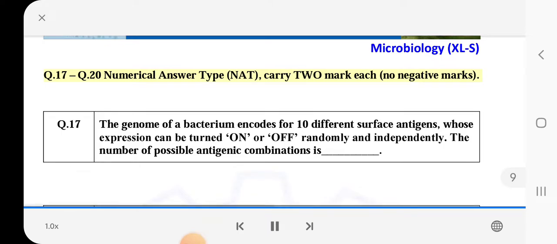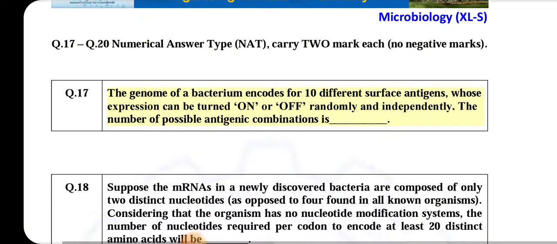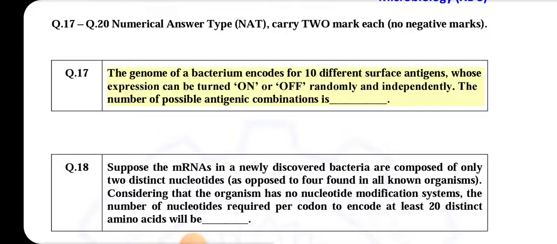Q.17 to Q.20, Numerical answer type, NAT, carry 2 marks each, no negative marks. Q.17 The genome of a bacterium encodes for 10 different surface antigens, whose expression can be turned on or off randomly and independently. The number of possible antigenic combinations is blank.